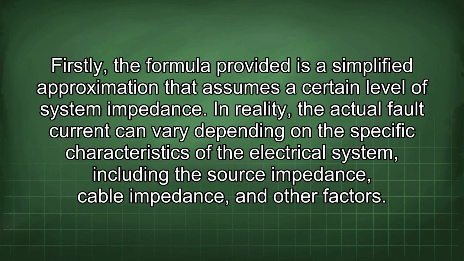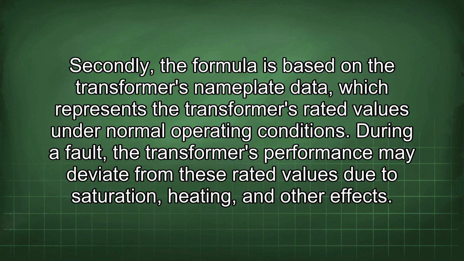Firstly, the formula provided is a simplified approximation that assumes a certain level of system impedance. In reality, the actual fault current can vary depending on the specific characteristics of the electrical system, including the source impedance, cable impedance, and other factors. Secondly, the formula is based on the transformer's nameplate data, which represents the transformer's rated values under normal operating conditions. During a fault, the transformer's performance may deviate from these rated values due to saturation, heating, and other effects.